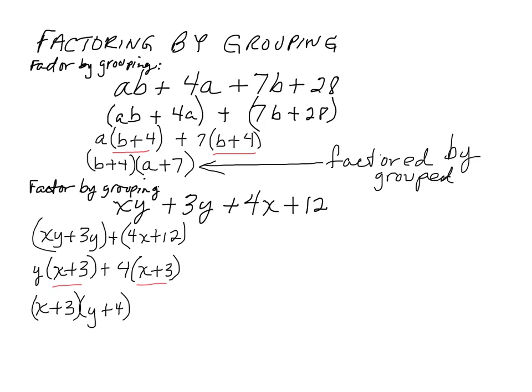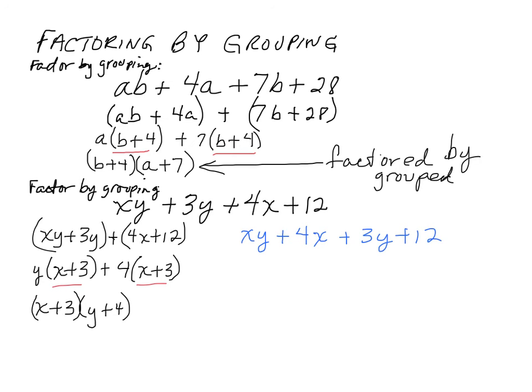But let's look at the same terms and try to rearrange them so we can factor them a different way. So I'm going to do the same terms, but I'm going to rearrange the order. For instance, if I have xy, and I put the 4x with the xy, and I put the 3y with the 12.